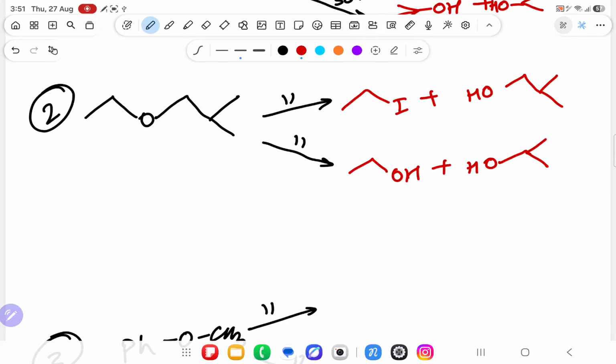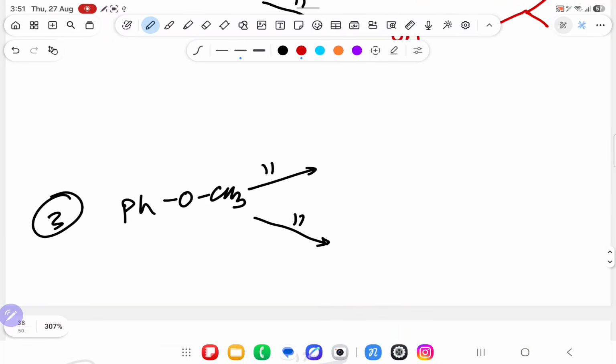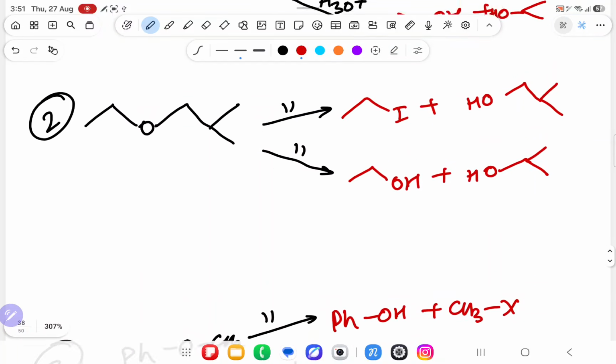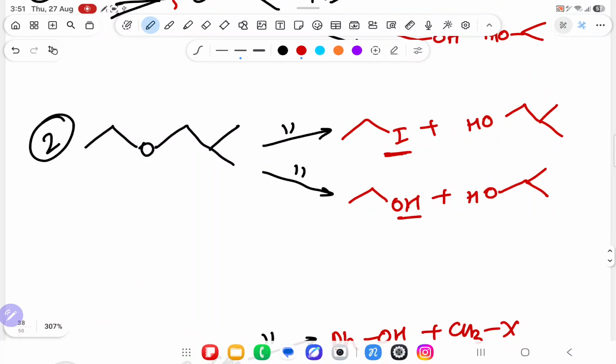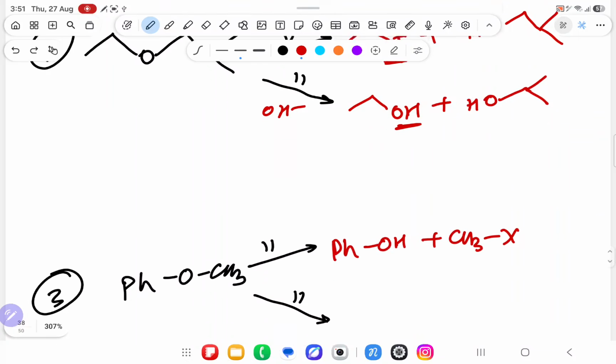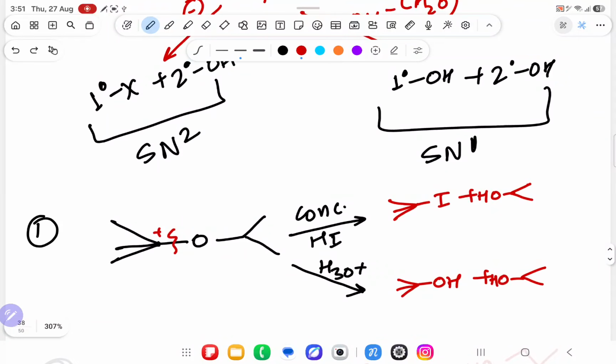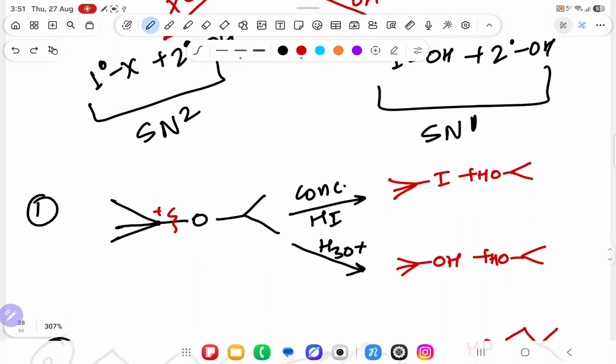I have done everything correctly, right? Suppose I have taken this example. What will you say? PhO will get OH and CH3 will get X. See, I am always trying to give X or OH, this will give OH minus, no? I am trying to give it to the smaller one always. If a bigger one is there, then I will give it to the bigger one also. If there is a 3 degree, then I will give it to the bigger one. That you will see once.